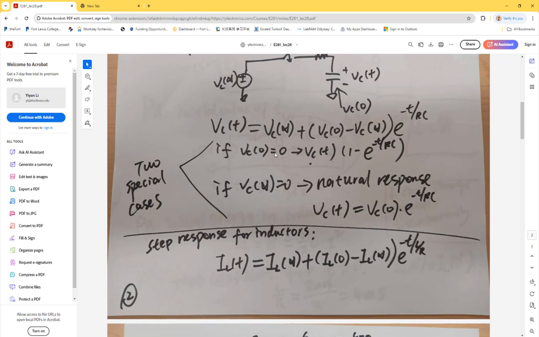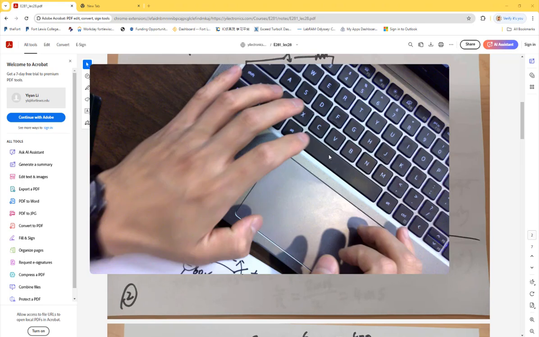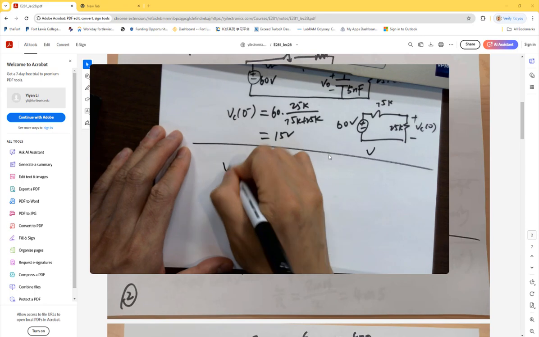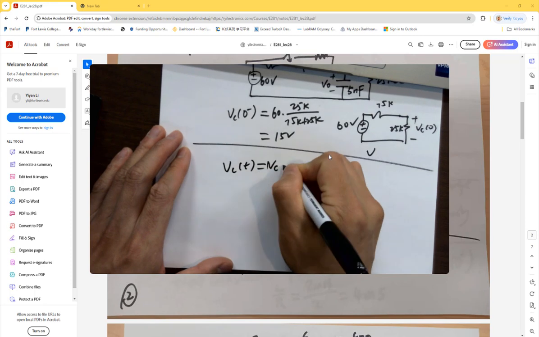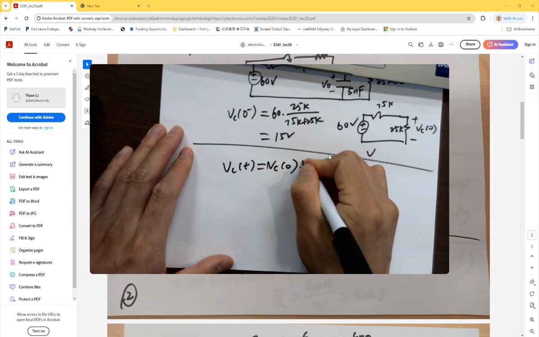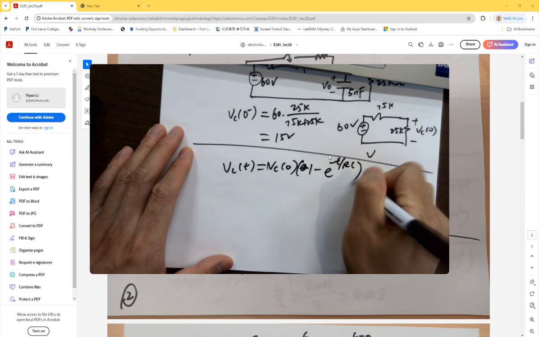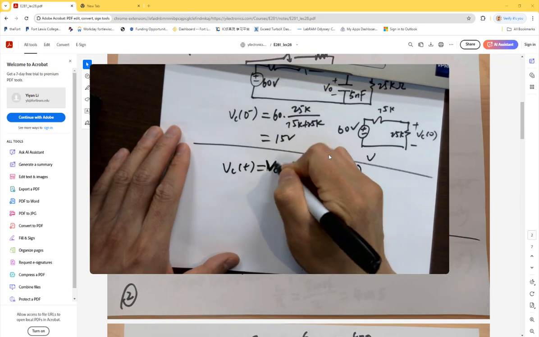This should be VC0 times, anyway, VC0 times this guy, right? Instead of VT, it's going to be VCT. I should correct it. I'll correct it here. So for that special case, it's VCT equals VC0 times 1 minus e.